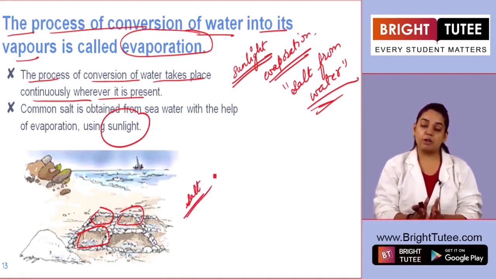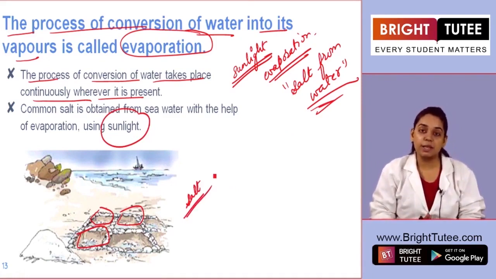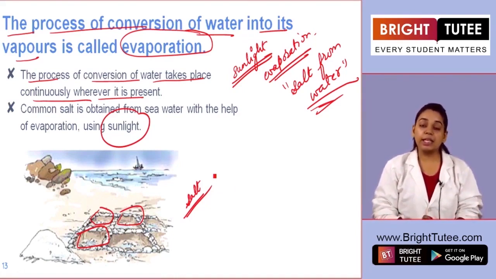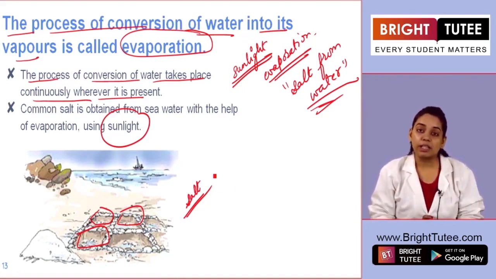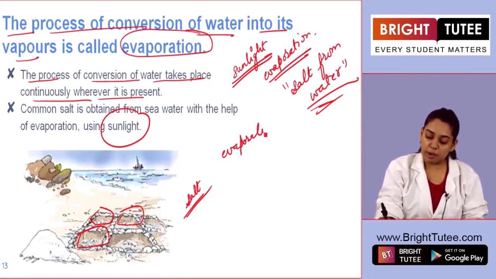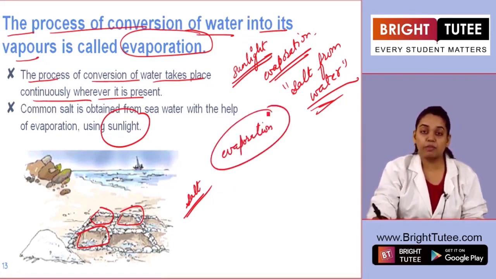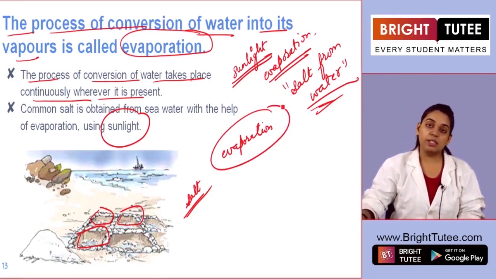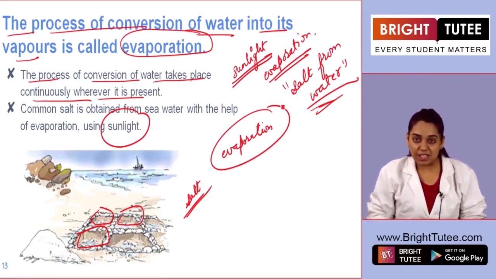So students, I hope that you would have understood this concept that salt is completely soluble in water and we can get this salt from water by the process of evaporation. And what was the process of evaporation? Evaporation means the conversion of water into its vapors. Thank you for your attention.